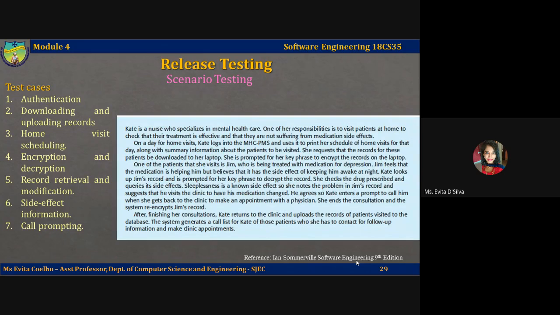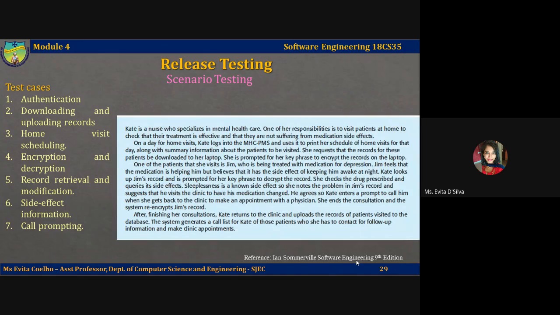Now let's consider testing a few of the features of MHC-PMS in this scenario. First one, authentication by logging into the system. Second test would be download and upload of specified patient records to the laptop. Third one would be the schedules of home visits. The fourth test would be encryption and decryption of patient records on a mobile device. The next test could be record retrieval and record modification. After that would be links with the drugs database that maintains side effect information. And the last one would be the system for call prompting.